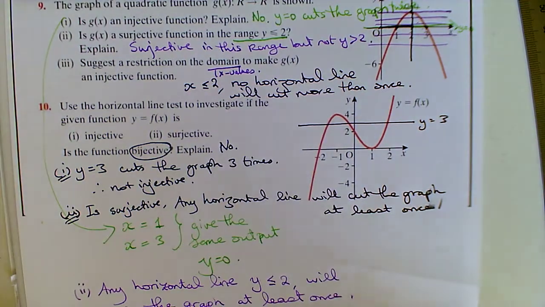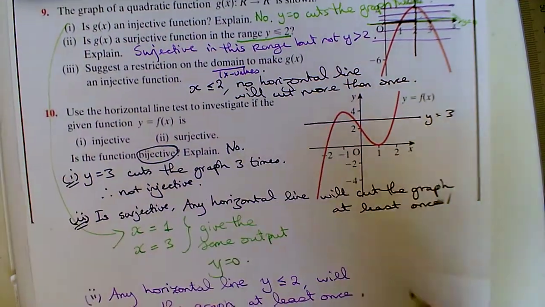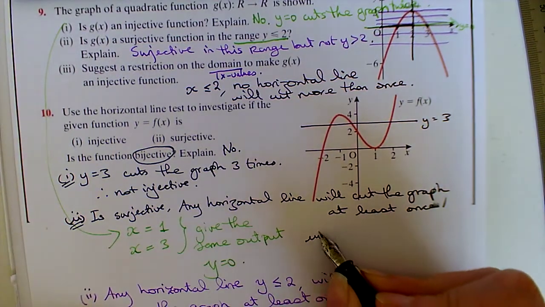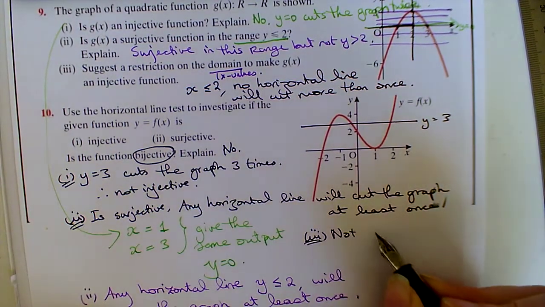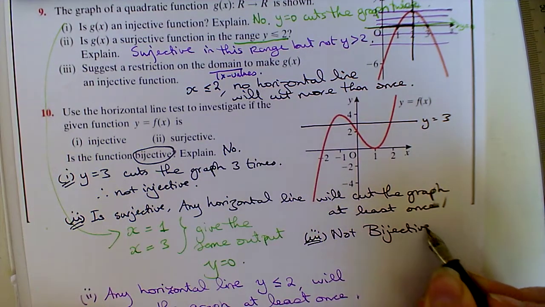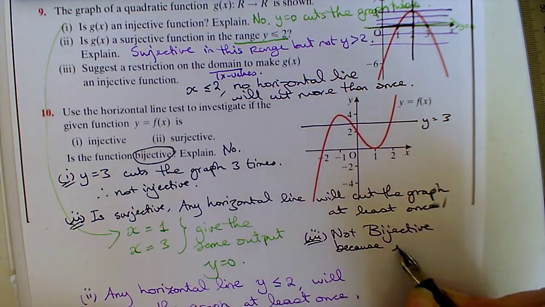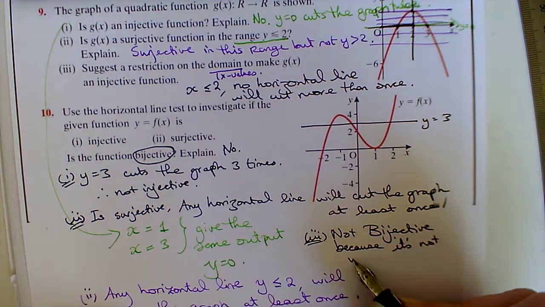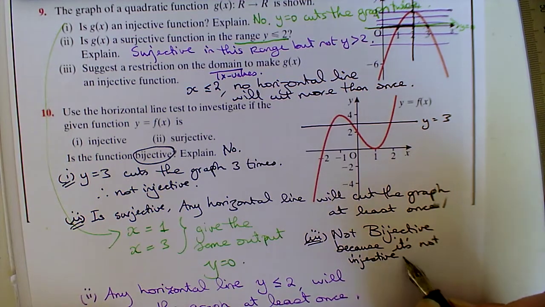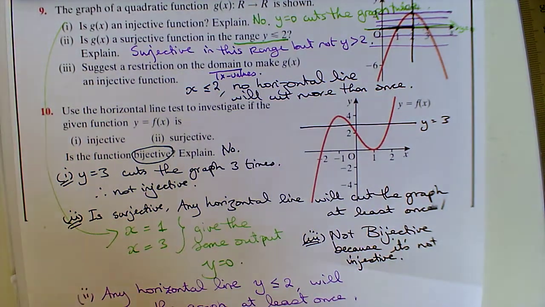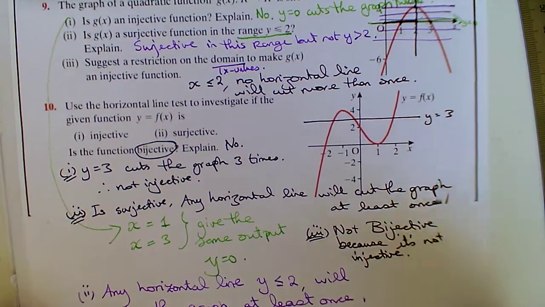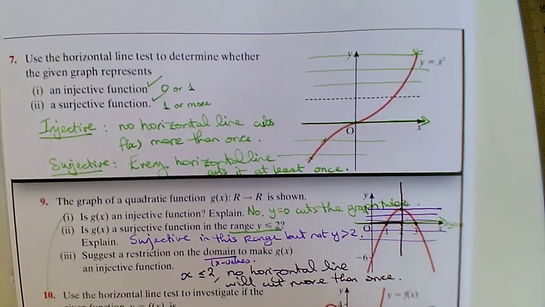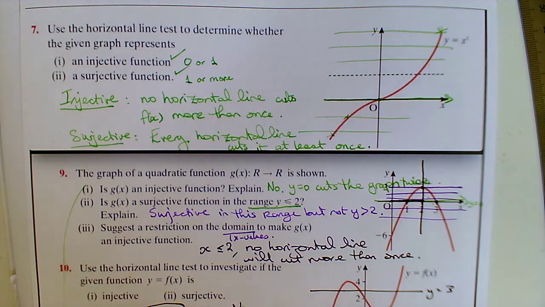No, because it needs to be both injective and surjective to be bijective. So let me just write that down as the last part here. It's not bijective because it's not injective. And you don't need to give more of an explanation than that. You can if you want. You could say, and it needs to be both injective and surjective in order to be bijective. But just saying that it's not injective, so it can't be bijective, is sufficient. Okay, so that's our horizontal line test with graphs of functions to check if they are injective, surjective, and bijective.